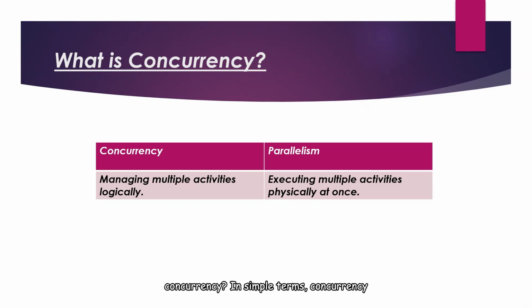Alright, first things first, what exactly is concurrency? In simple terms, concurrency means that multiple tasks make progress at the same time, not necessarily finishing at the same time but progressing. It's important to differentiate concurrency from parallelism. Parallelism is when tasks are executed physically at the same time, for example across multiple CPU cores. Concurrency on the other hand is a logical structure.